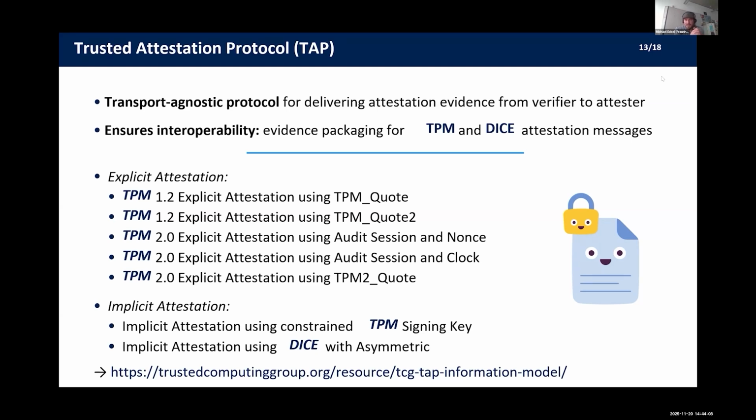And for TPM2, at the bottom, there's a TPM2 quote, but also we can use an audit session with a nonce or clock data to provide attestation data, like the values of the PCRs inside the TPM. And for implicit attestation, sure, we can also use the TPM with a signing key, as long as this key is usable and not restricted by the TPM access policy. We have implicit attestation because the key can be used, so the platform state hasn't changed.